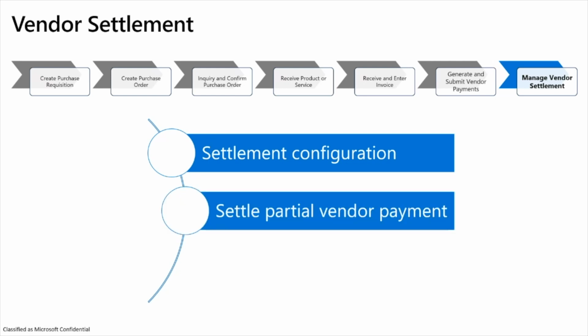Partial payment can be made for a vendor invoice. The system provides the capability to support multiple scenarios for taking cash discounts while making partial vendor payments, some within the same cash discount period, and in other scenarios outside the cash discount period.